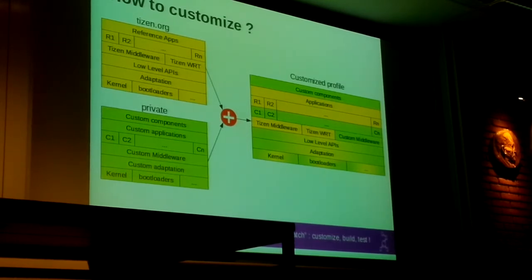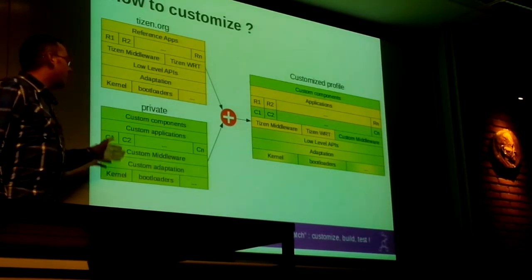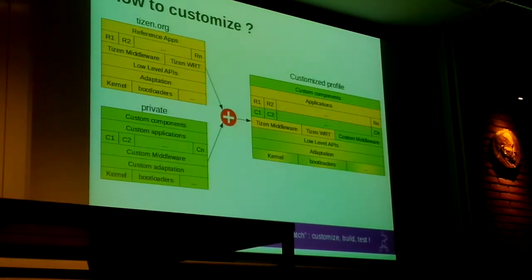So how can we customize? The idea is to take tizen.org as it is and try to follow all the releases and keep in sync with tizen.org, with the upstream project. And adding some private components, big components, applications. I mean, it's not inclusive. You can take either of these blocks. You could add just some applications or just some middleware, or I don't know. And the idea is to merge those two blocks and get something that is really a custom profile.